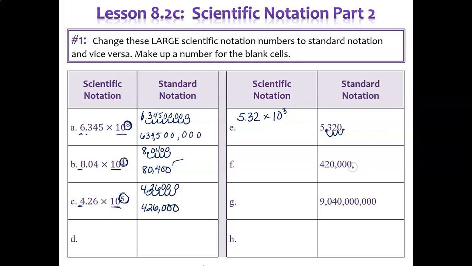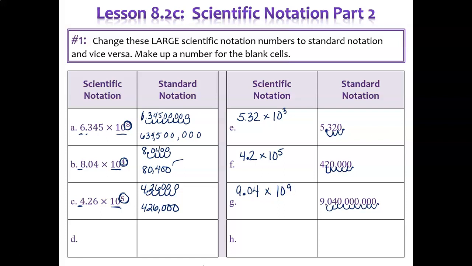Here is my decimal. We need to move all the way down till there's one number to the left. 1, 2, 3, 4, 5 spaces. So I have 4.2 times 10 to the fifth. You don't have to put the zeros in there, only the other significant digits. All right, look at this number. We're going to start way down here, and we're going to go until there is one number to the left. So 1, 2, 3, 4, 5, 6, 7, 8, 9. So we have 9.04 times 10 to the 9th power.